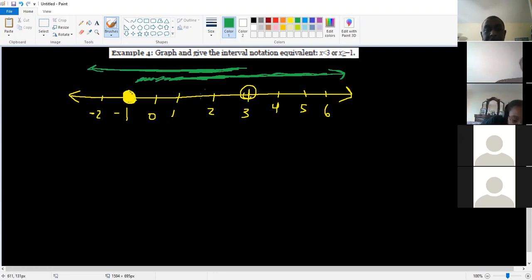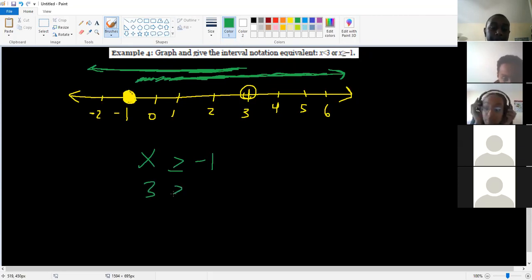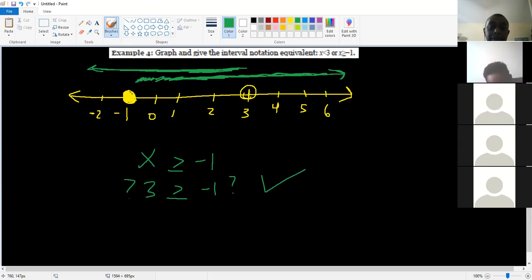Okay, so here we have something where they're overlapping. This 3 is now included inside the solution set. First it was excluded, but now it's included because of x is greater than or equal to -1. So let's substitute x for 3 now. Is 3 greater than or equal to -1? Yes, it is. So that checks out. So 3 is now in the solution set.